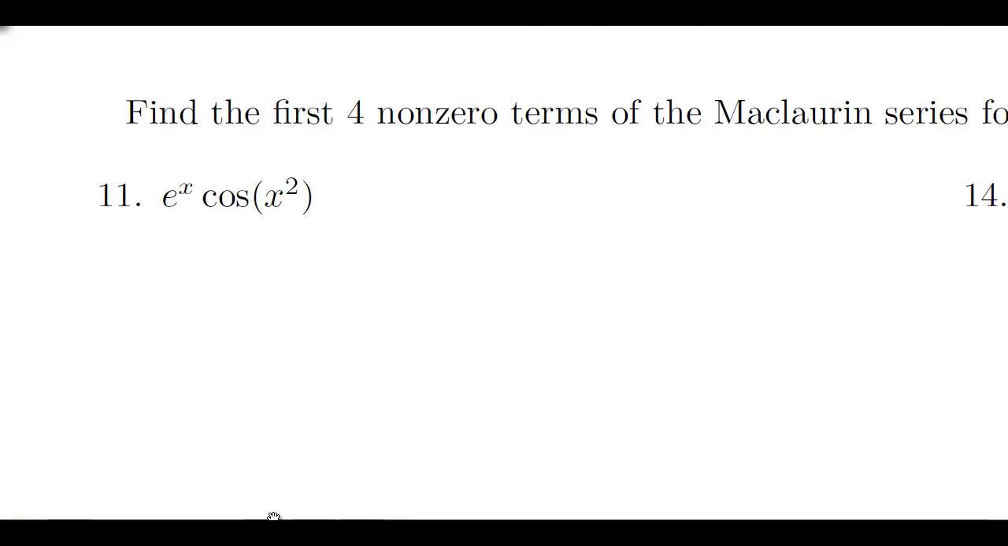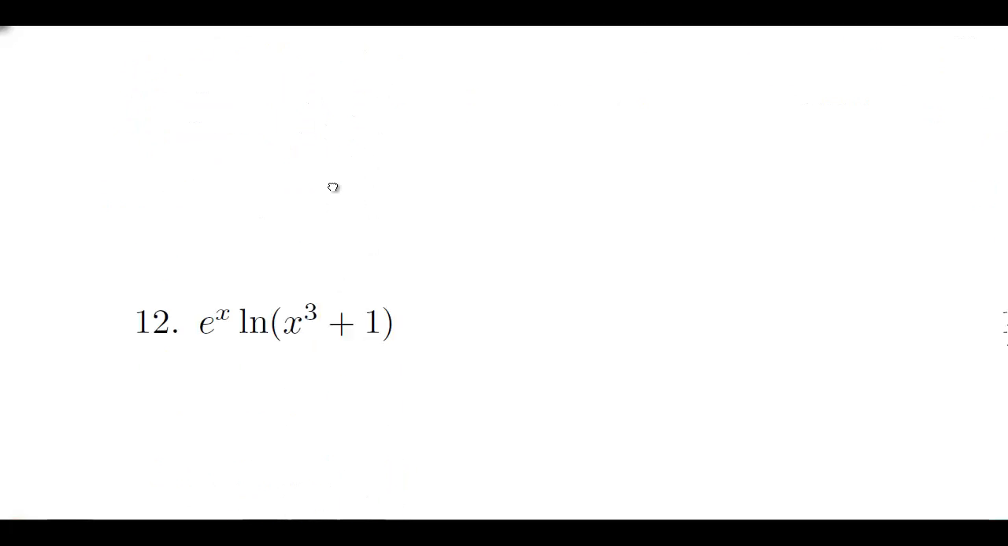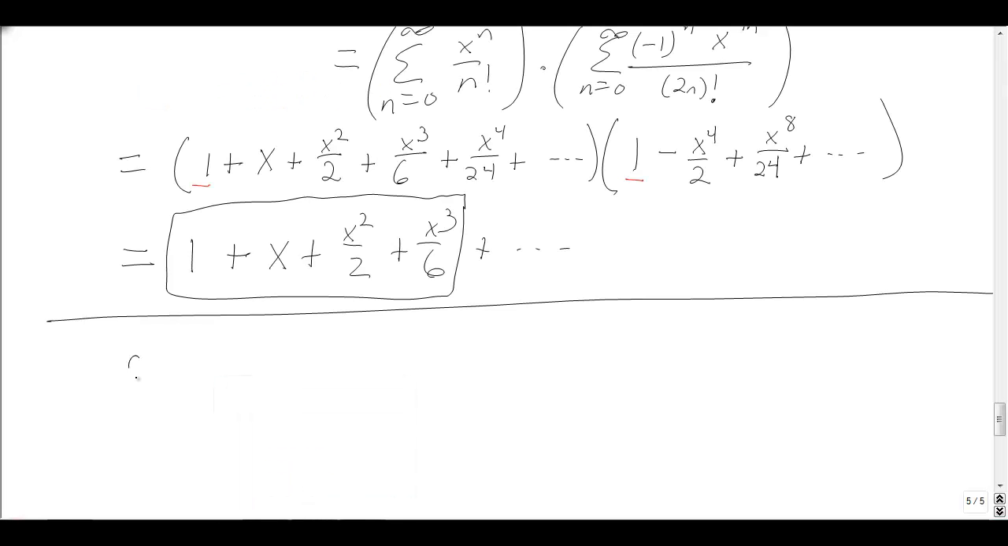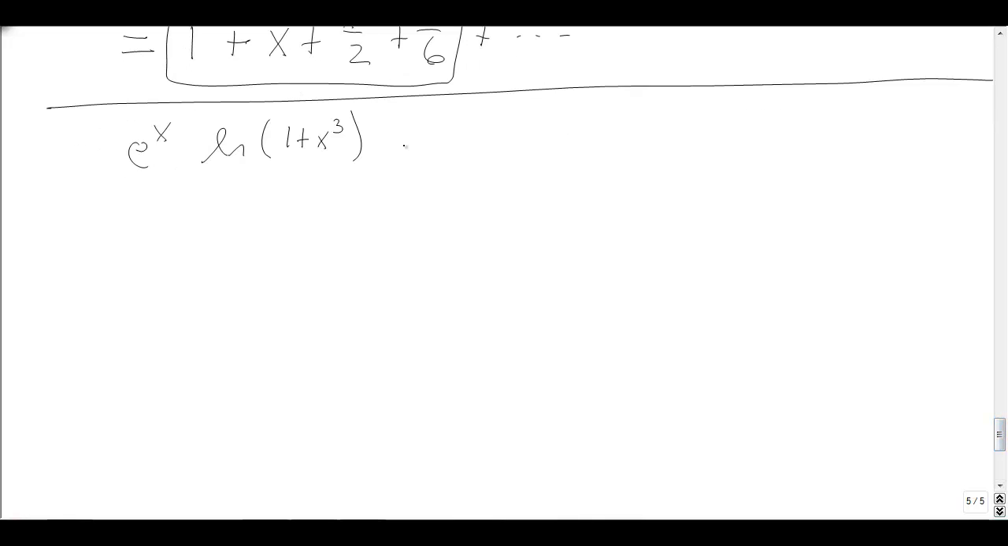Next one. We get e to the x times natural log of x cubed plus 1. I'm going to write that as 1 plus x cubed instead of x cubed plus 1. Doesn't really matter. I'm going to play the same game as before.